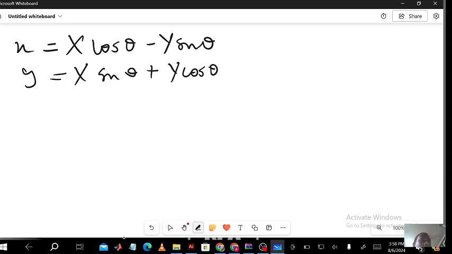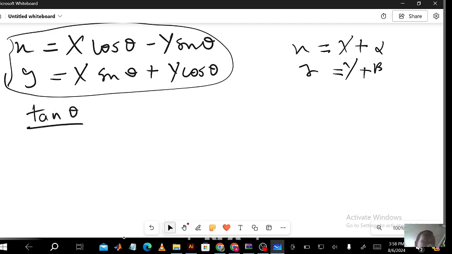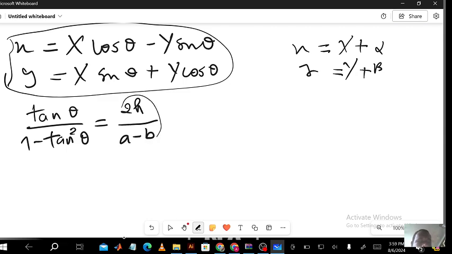Now if a question asks to determine the equation of transformation, this one is for rotation, and for translation it is capital X plus alpha, same as y plus beta, as we did in the previous one. Now how do we determine the value of the angle? We see tan theta over 1 minus tan squared theta is going to be 2h over a minus b. I have all these values directly from here.